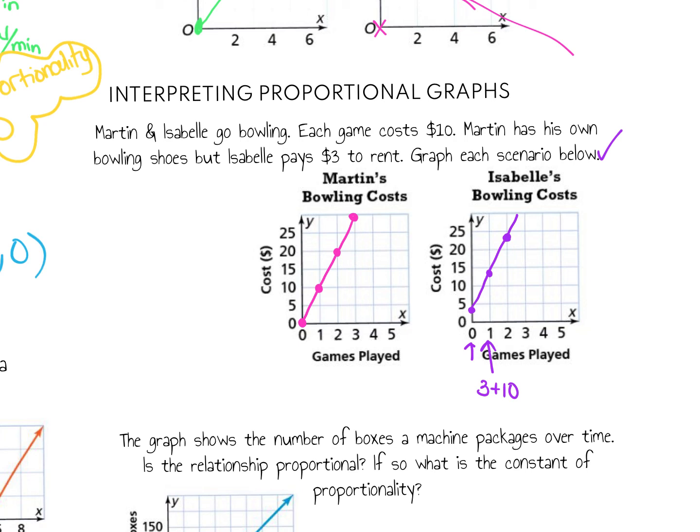Are they both proportional? No, Isabel's is not proportional because she doesn't go through the point 0, 0. So she doesn't land on that 0, 0 right there. Martin's bowling costs are proportional. Because they're proportional, we can figure out the constant of proportionality. So what is the constant of proportionality here in this graph?